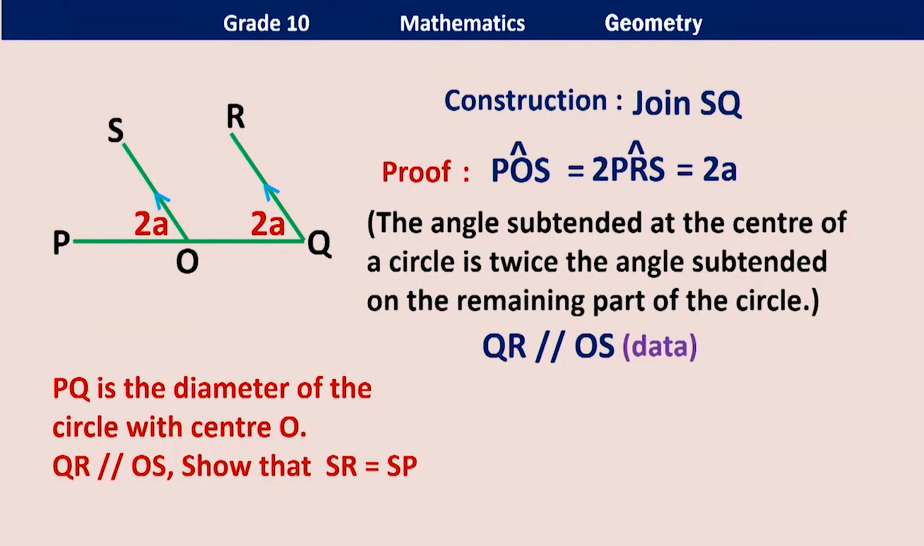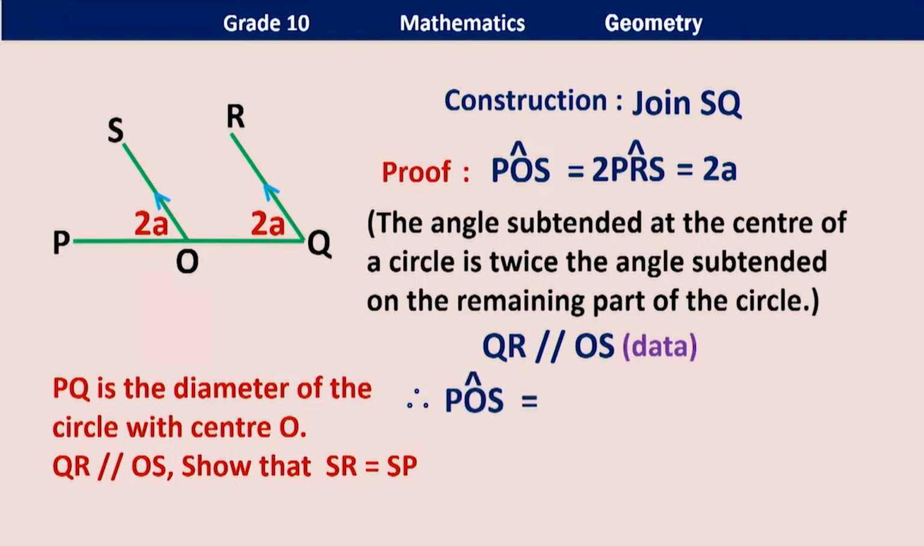Once again, I have taken a part of the figure to make it more simple. Therefore, we can say since OS and QR are parallel and since the angle POS is equal to 2A, you can say that the angle PQR is also equal to 2A. What is the reason? Since OS is parallel to QR, and since the angle POS is equal to 2A, the angle PQR is also equal to 2A. The reason is angle POS and angle PQR are corresponding angles. So, we can write it in the proof.